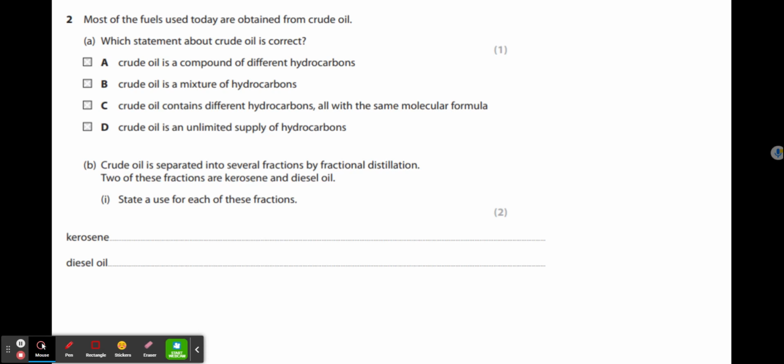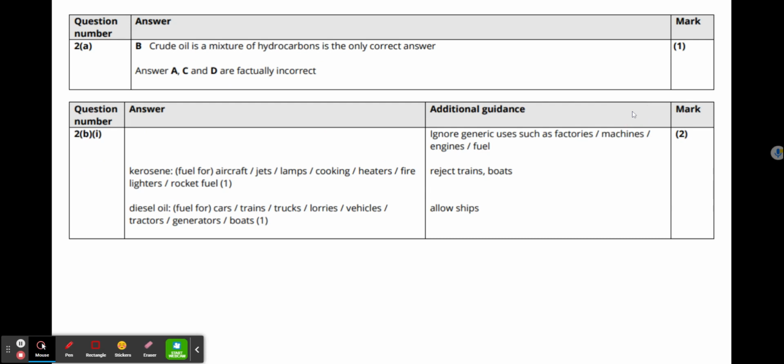Then on to part B, it talks about fractional distillation, separating crude oil into several fractions. Two of these fractions are kerosene and diesel oil. It asks us to give a use for each of these fractions. So if we just have a look at the answers, kerosene was fuel for aircraft, jets, lamps, cooking heaters, firelighters, or rocket fuel. Diesel is for cars, trains, trucks, lorries, vehicles, etc.